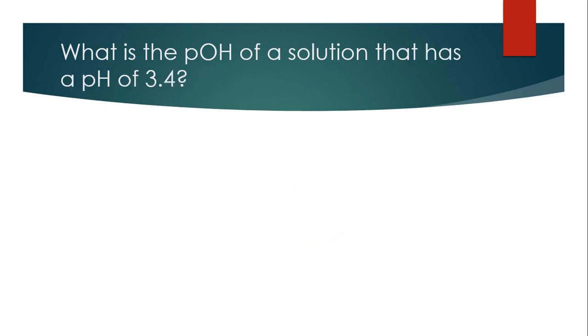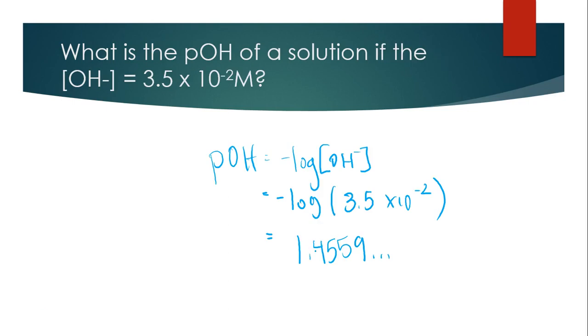So here's what I get. I get 1.4559 and some change. In terms of sig figs, this has 2 sig figs. I can keep these 2 digits, so my answer will be 1.46. My pOH is 1.46.